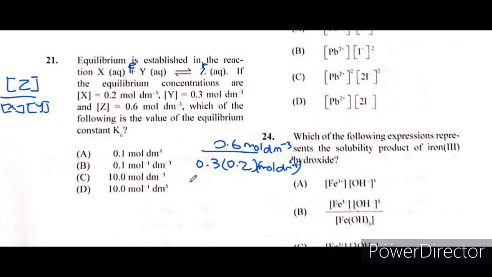Now, seeing that we would have mole per dm cube up here and mole squared per dm to the 6 down here, since we're multiplying these twice, mole per dm cube times mole per dm cube would give mole squared per dm to the -6. So we would be left with per mole dm to the 3 as our answer.